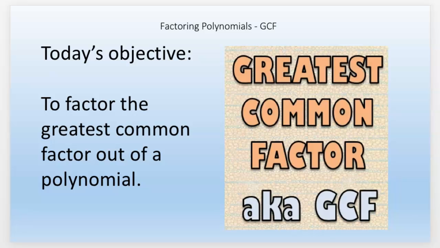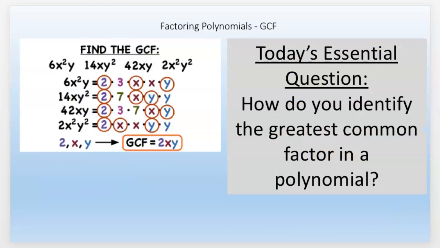Again, today's objective: to factor the greatest common factor out of a polynomial. Sometimes we just call this the GF or GCF. Today's essential question: how do you identify the greatest common factor in a polynomial? You need to identify what it is first in order to know what to factor out.